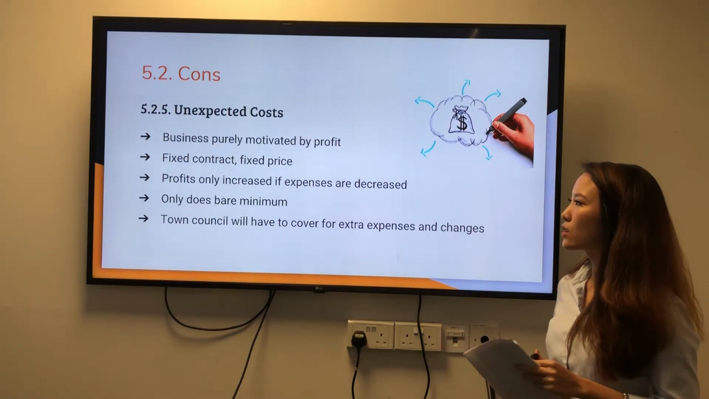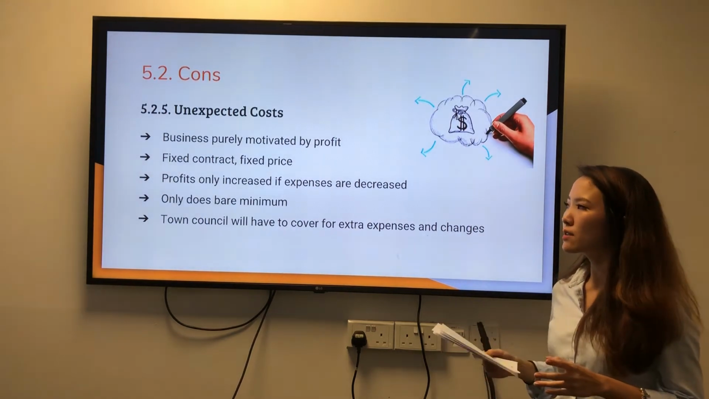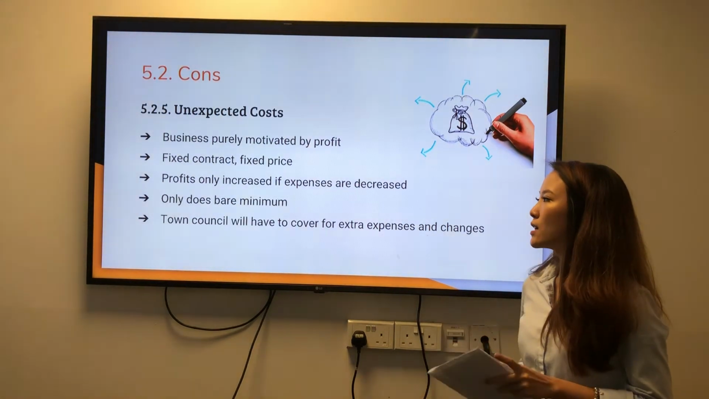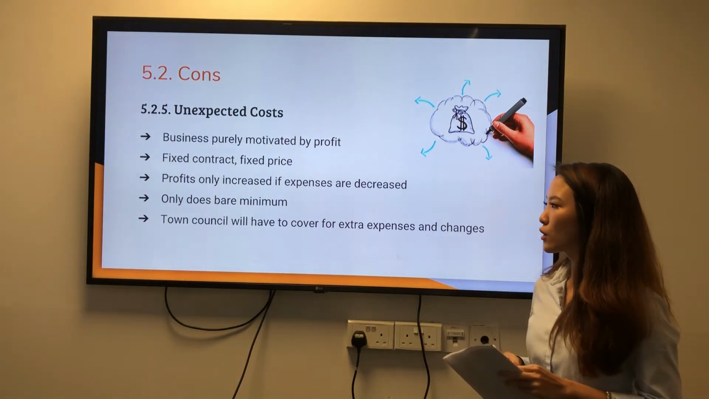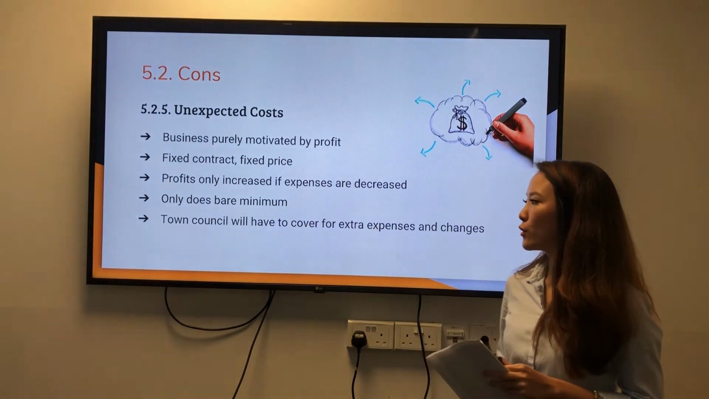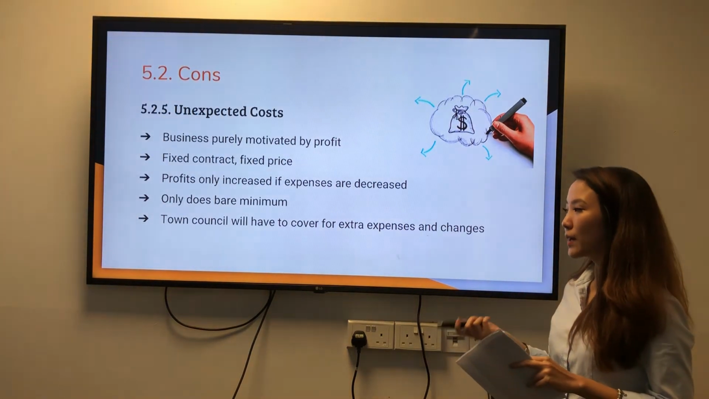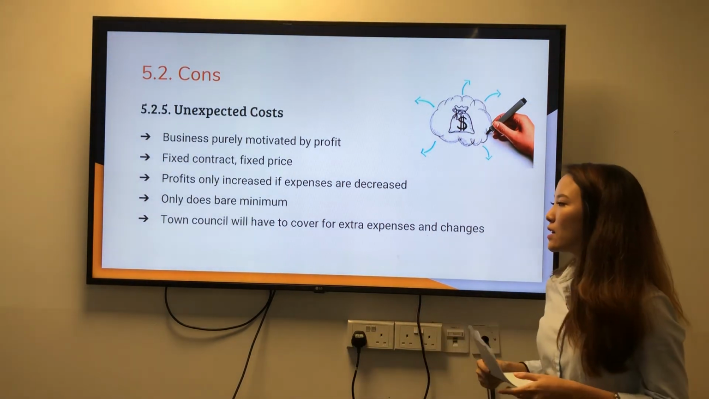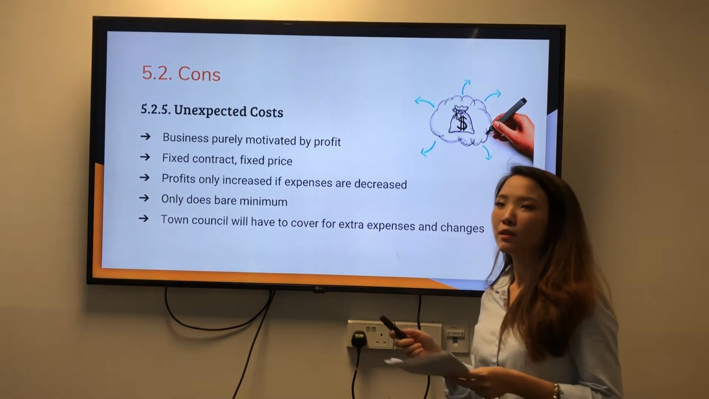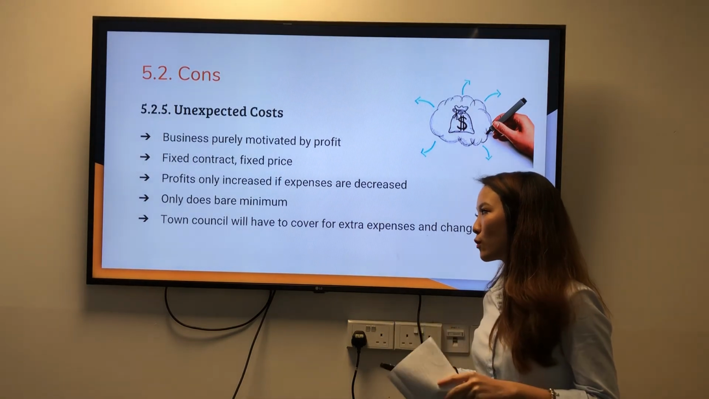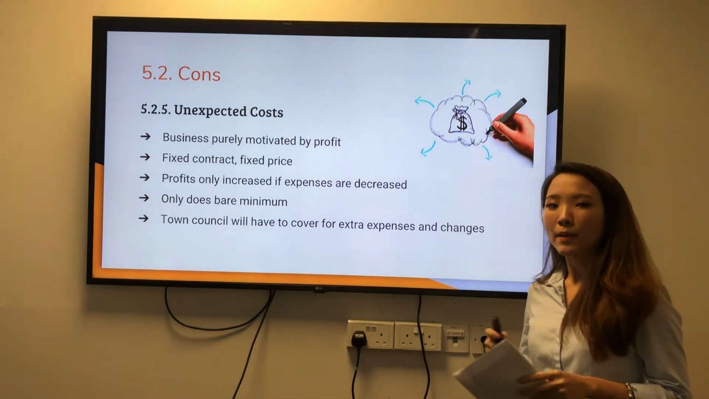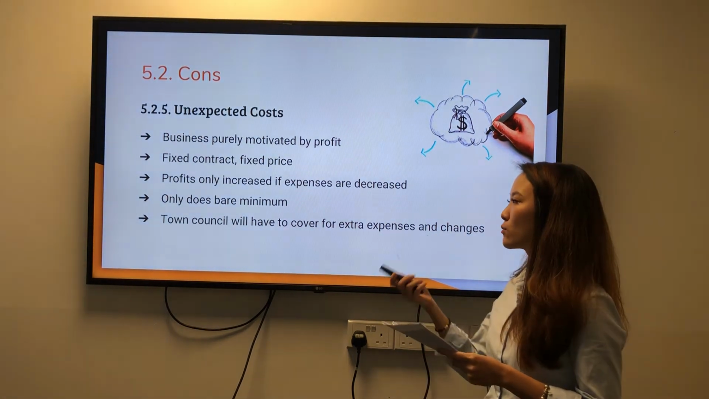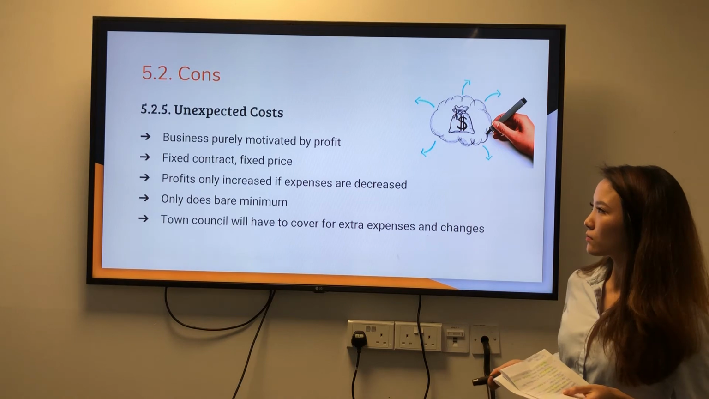The last one will be unexpected costs, because the outsourced vendor is operating a business that is purely motivated by profit. The contract is fixed by the price, and for the outsourced partner, their profits can only increase if their expenses are decreased. So in some situations, if the partner is not a very good one, they might just do the bare minimum, and any extra expenses the town council will have to pay. So this will lead to unexpected costs.